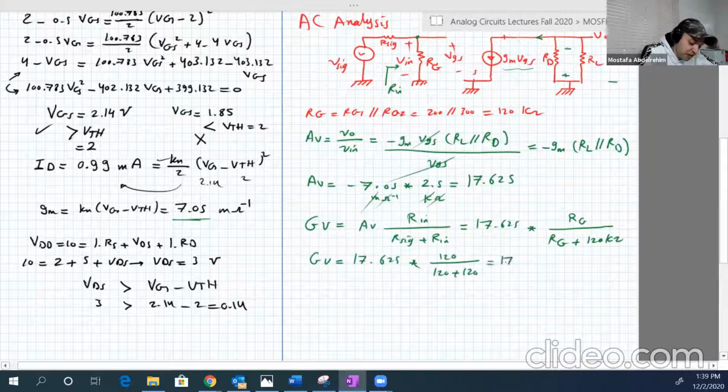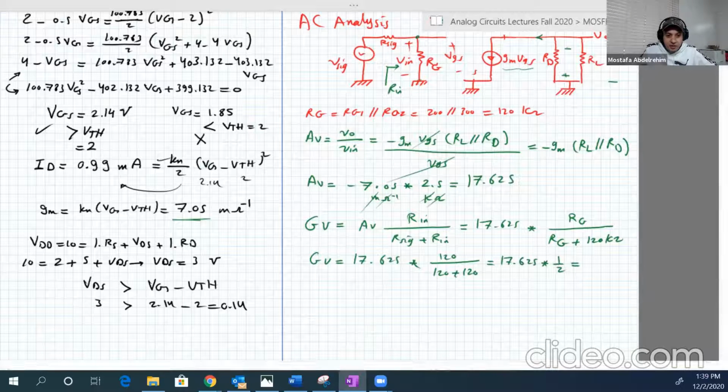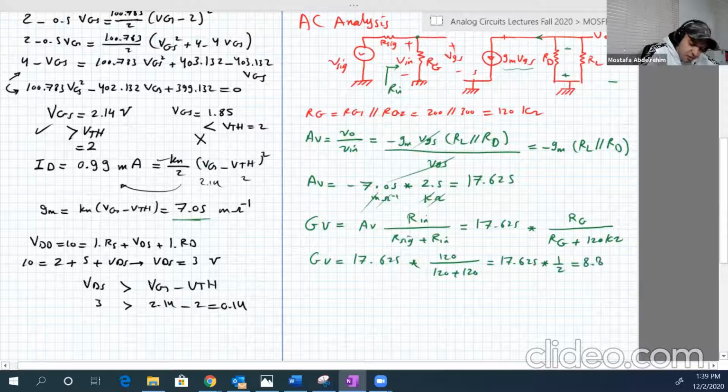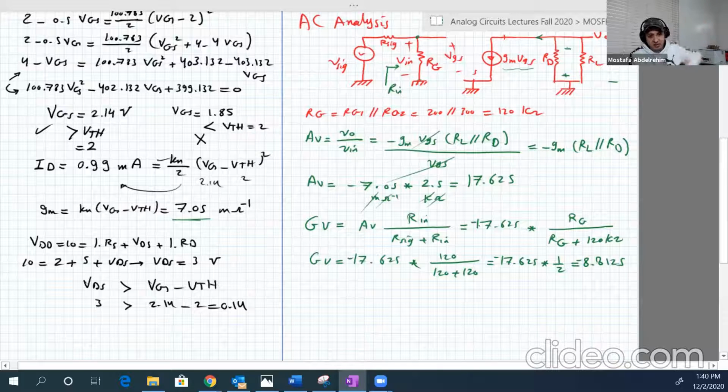So 17.625 multiplied by half. So let's do that very quick. Just multiplied by half here. It will be 8.8125. And of course, negative. GV always carries the same sign as EV.